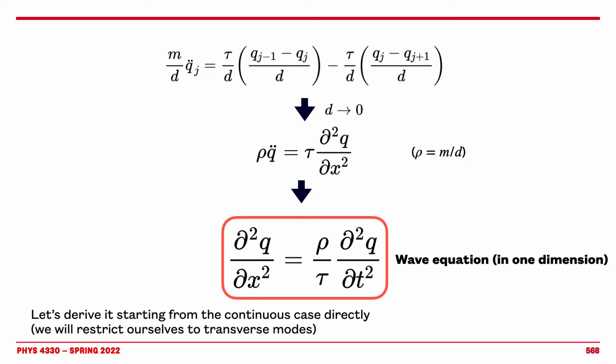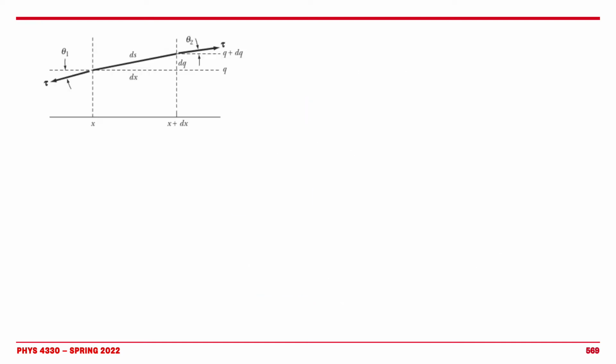So for that, we're not going to start from the discrete case at all. We're going to start with the continuous case, and we are going to consider a very small element of the string of length ds. And that length ds extends between x and x plus dx. So the horizontal distance is dx. This is another opportunity for you to pause the screencast and make sure that you understand this plot very well.